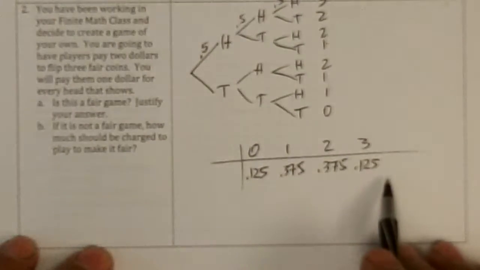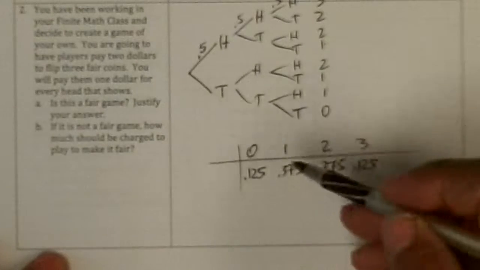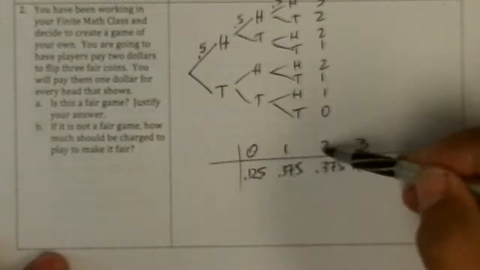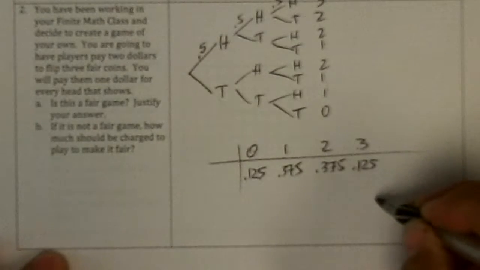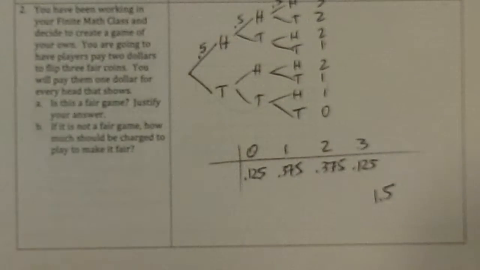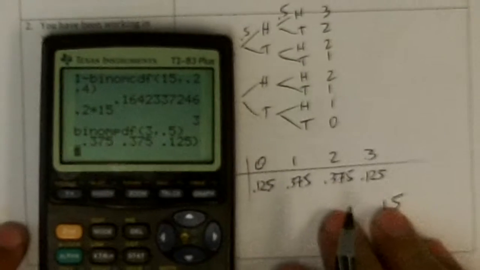There's the distribution. But since this was binomial, I didn't even need this. Now I could take this times this, plus this times this, plus this times this, plus this times this, add them up, and I would get 1.5. Let's do that.